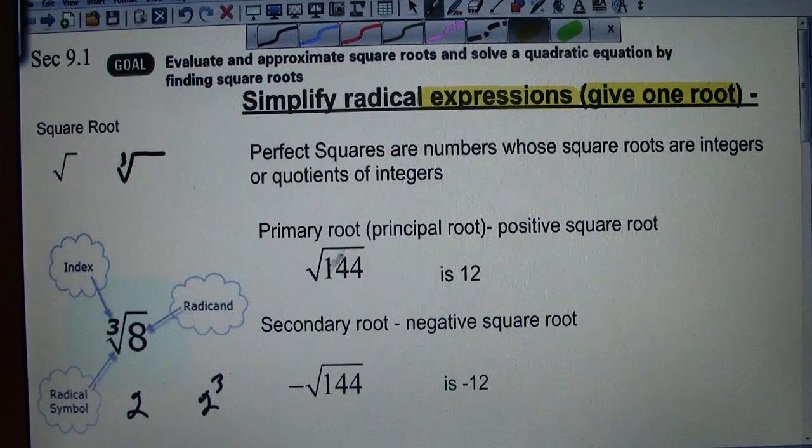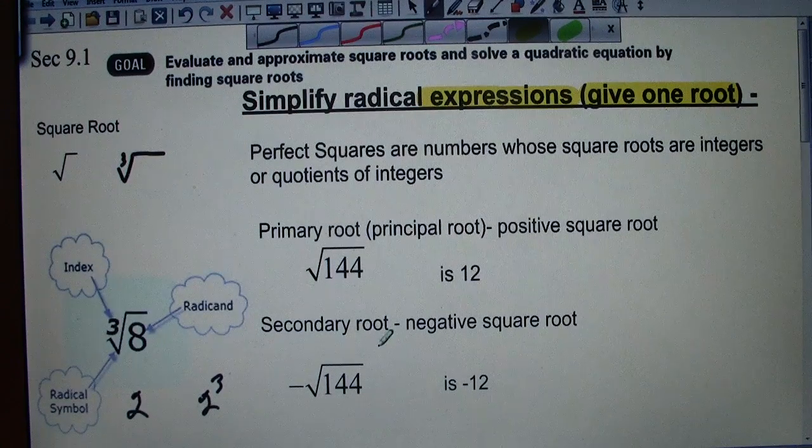If you look at this problem here, this is a square root of 144. And what number squared gives me 144? Well, that number is 12. This is a positive answer called the primary or the principal root. It is a positive square root.